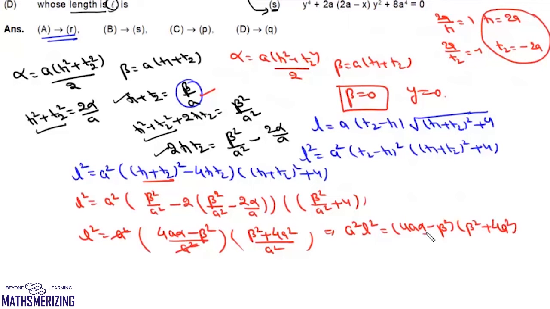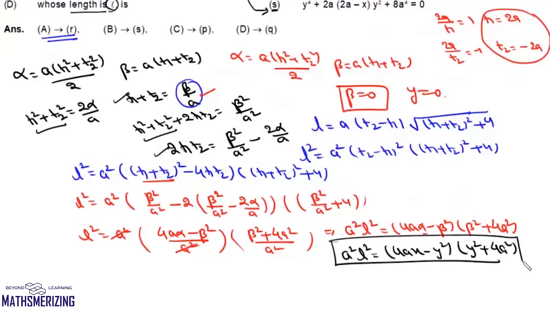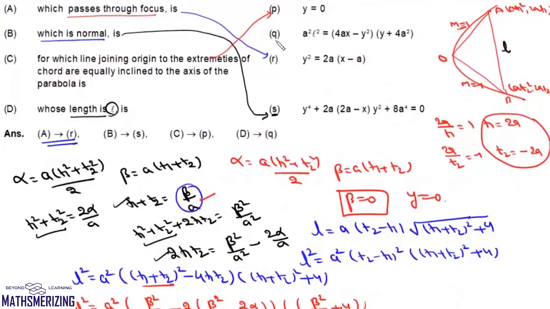Now we'll replace α with x and β with y. So its equation will be a²L² = (4ax − y²)(y² + 4a²). So that is the locus of the required midpoint, and that's your option number Q. So that means this D is matched to Q.